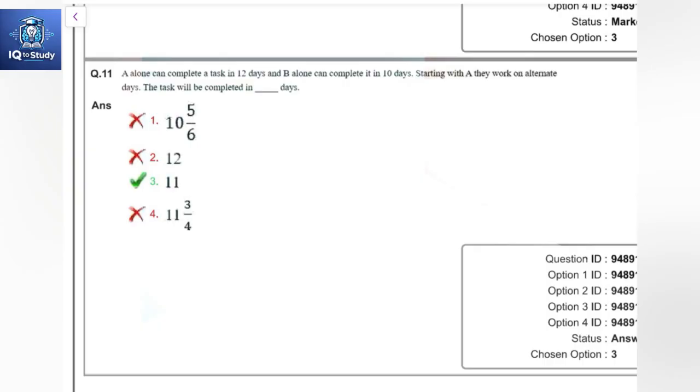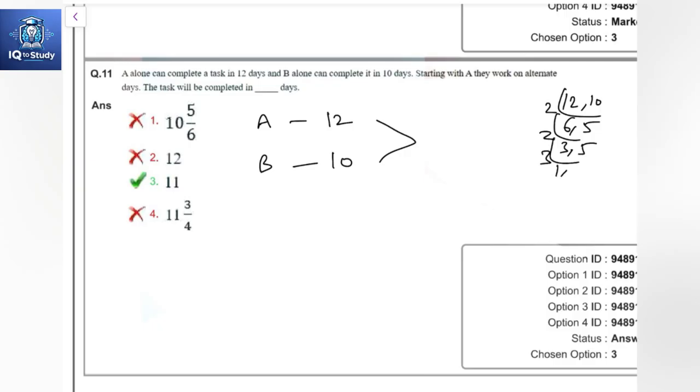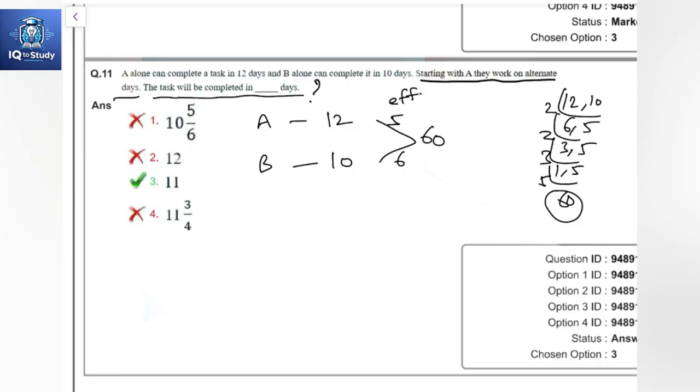A can complete a task in 12 days and B can complete in 10 days. The LCM is 60. So 60 is the total work and the efficiency becomes 5 for A and 6 for B. Starting with A, they work on alternate days. So the task will be completed in how many days?